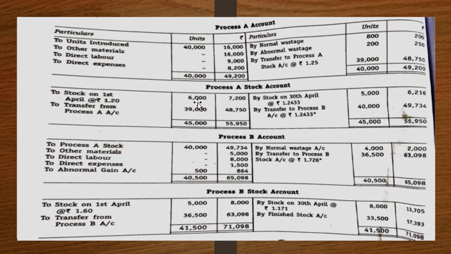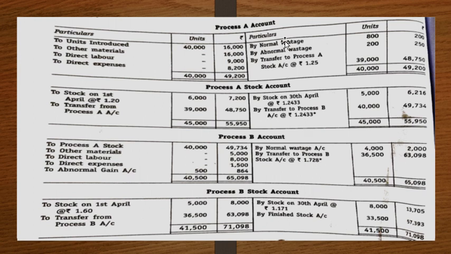Next, the balancing figures. The total here is 45,000, but you will have only 5,000 as the closing stock. So the difference in the number of units is 40,000. Then the difference in cost is 7,200 plus 48,750, which gives you 55,950, minus 6,216, which gives you 49,734. So this is how the transfer to process B is your balancing figure.